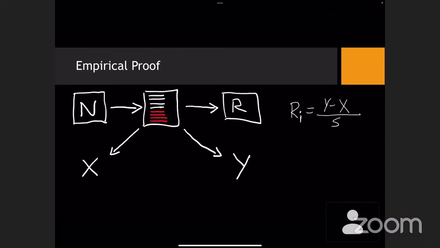At the end of this, we can calculate something called the residual index. The residual index is very simply (y minus x) divided by s, where s is the total number of red stressors. The result is always going to be somewhere between minus 1 and 1, because y plus x is equal to s.